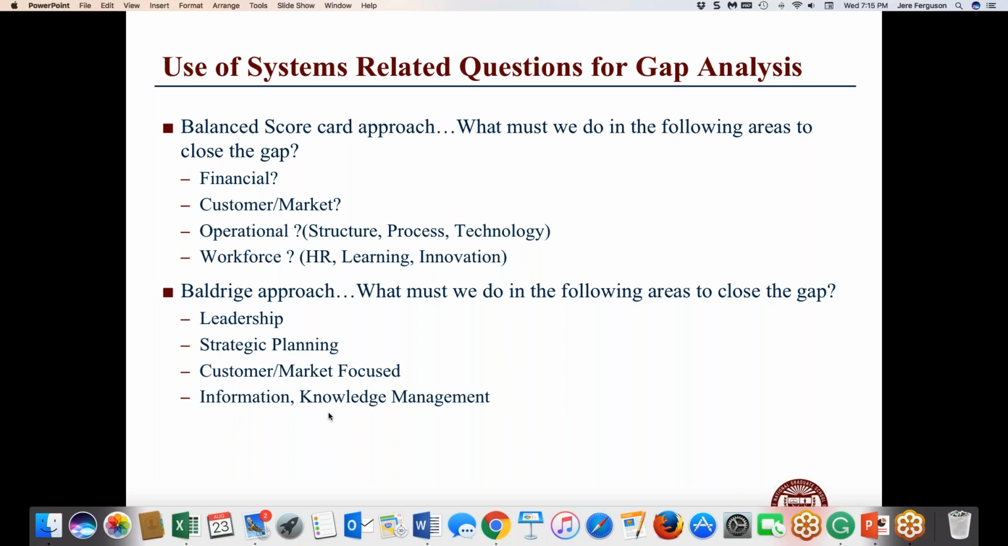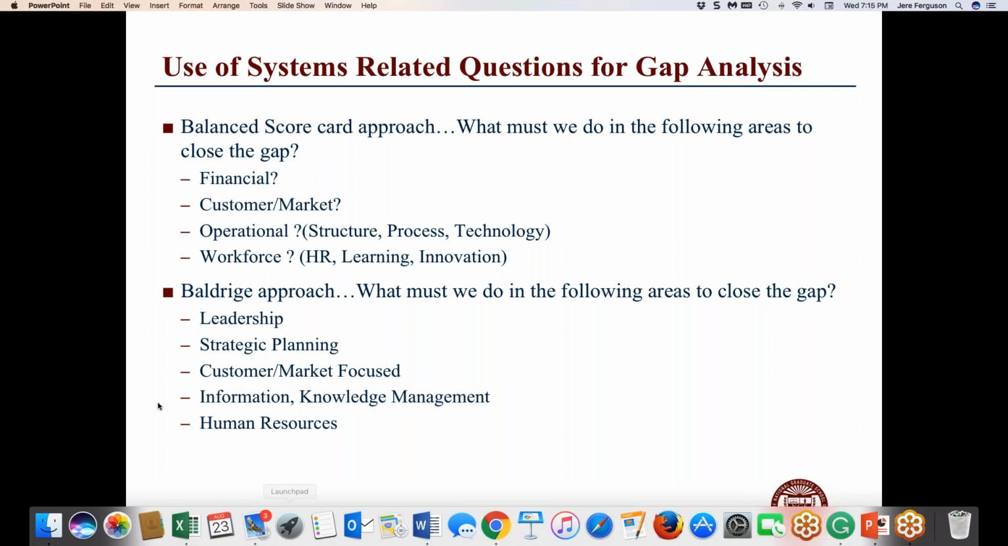Information and knowledge management is one of the 7 Baldridge areas, and this is your IT and your statistical analysis and your quantitative measuring capabilities that you develop as a company to know more about yourself and how you're progressing. This would be an area that, again, we would want to look at in the gap analysis to make sure that as we change and grow the company, we're also growing our capabilities to share and visualize the intellectual development that we're going to carry out.